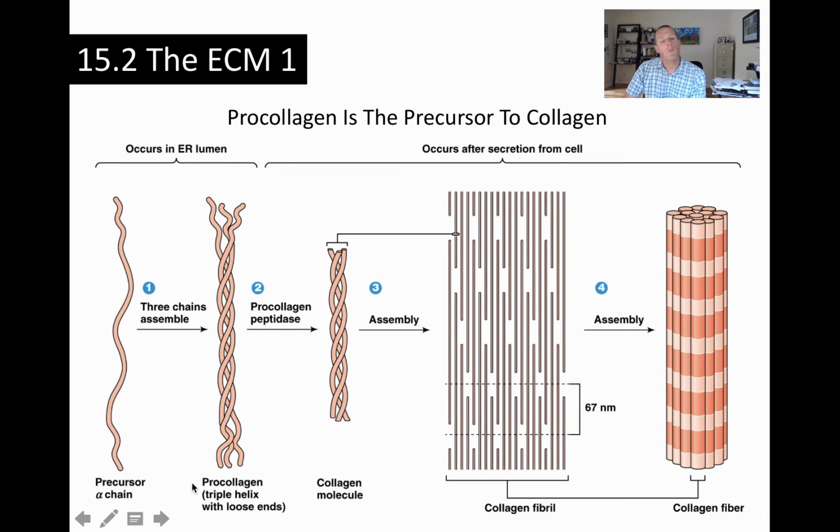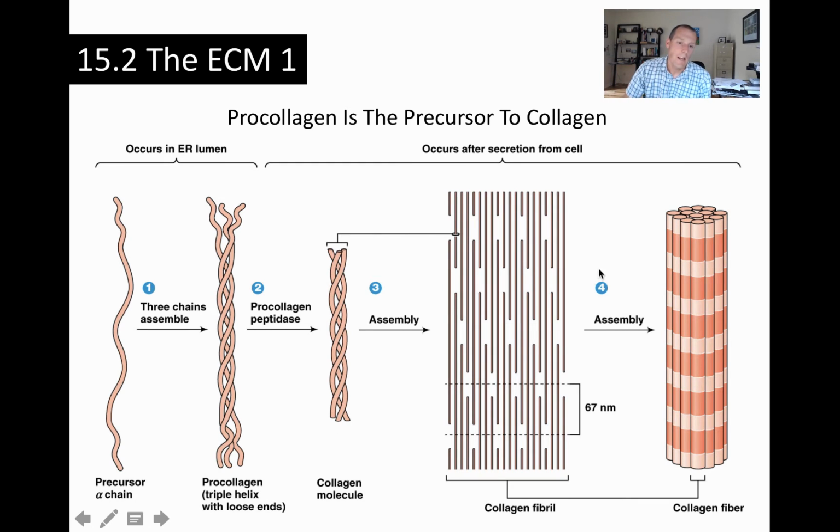And then that gets processed through the endomembrane system and ultimately secreted, and once it's secreted, then the collagen molecule is produced by being trimmed by a procollagen peptidase. That's an enzyme which trims these scraggly ends off, those loosely packed ends off, to give you this nice tightly packed bundle.